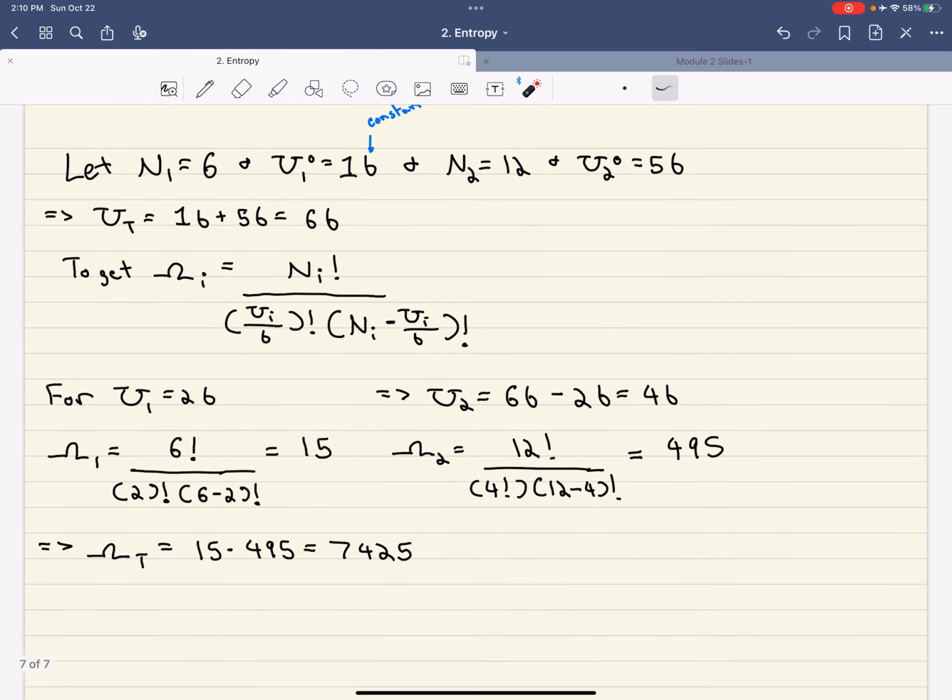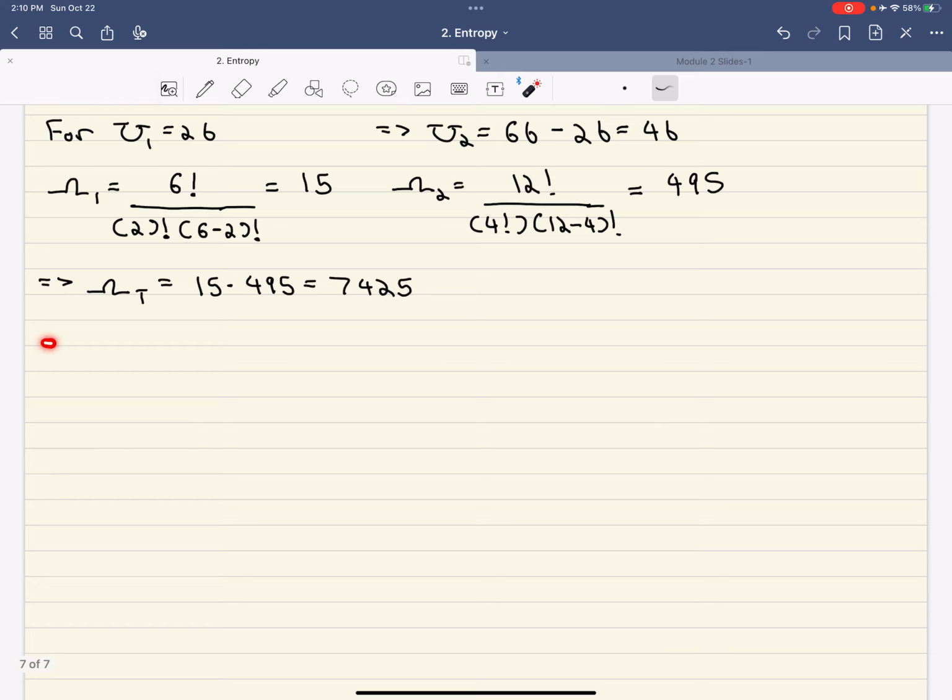And so we'll write this out. Omega t hits a maximum at U1 is equal to 2B. And that's just for the case where U1 is equal to this value.